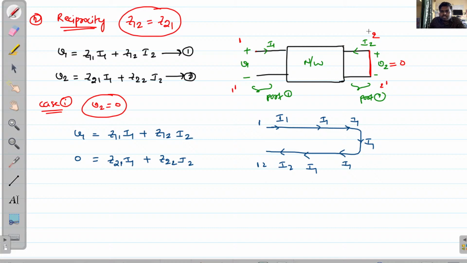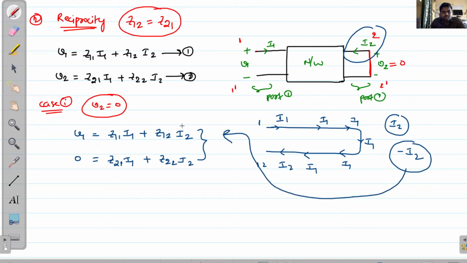But when coming to this I2 part, I2 is in reverse direction or not? In that context, you can take minus I2 in these expressions, right? Now you will get V1 equals Z11 I1 minus Z12 I2, and 0 equals Z21 I1 minus Z22 I2. Okay.